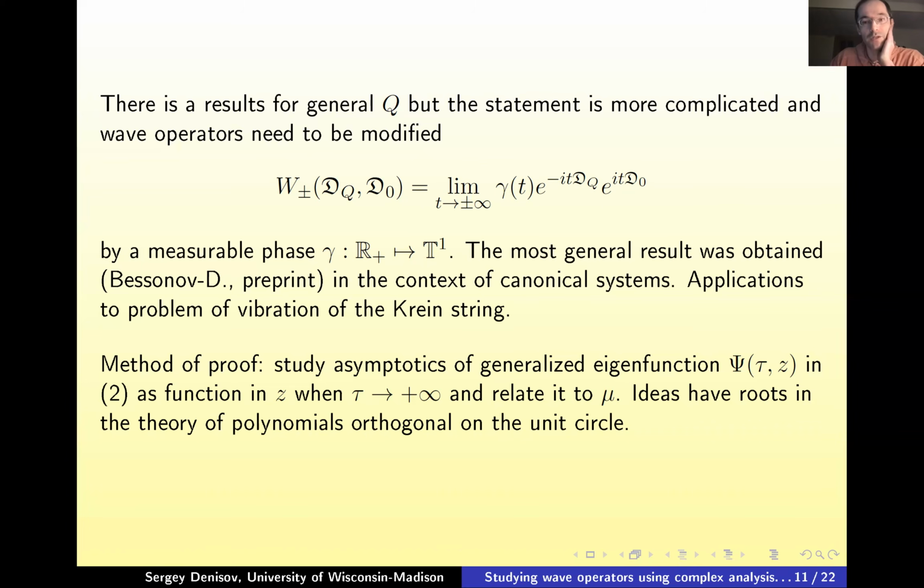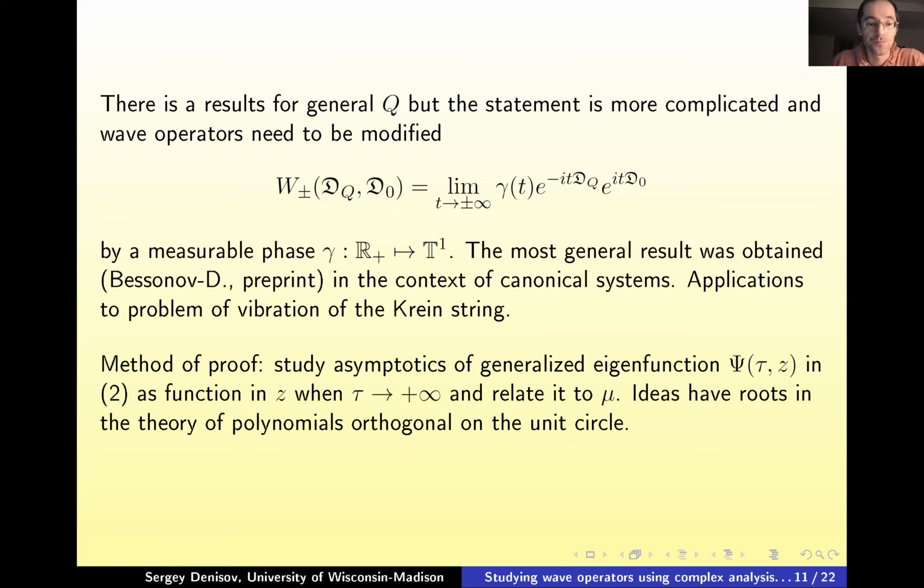Okay, so what I formulated is just an application of this general theory of scattering theory and wave operators for canonical systems. You can apply the theory not only to Dirac, but to the vibration of the Krein string. And I don't have much time to explain the methods of the proofs, but the roots actually come to the theory of polynomials orthogonal on the unit circle. So I would say that we got most of the inspiration there. It's classical complex analysis.